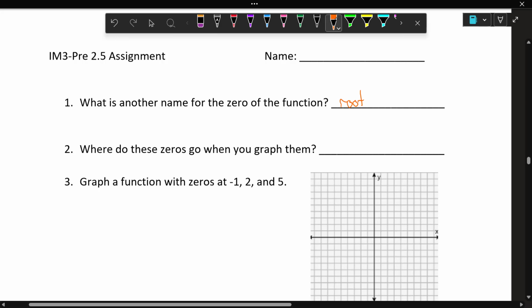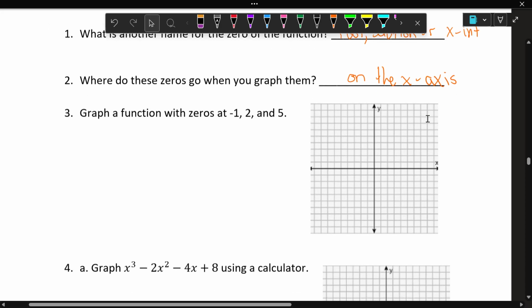Call it a root, a solution, or x-intercept. Where do these zeros go when you graph them? On the x-axis, because they are x-intercepts.